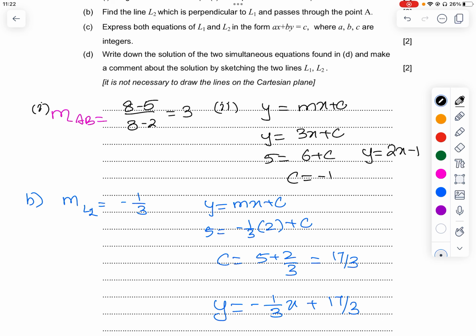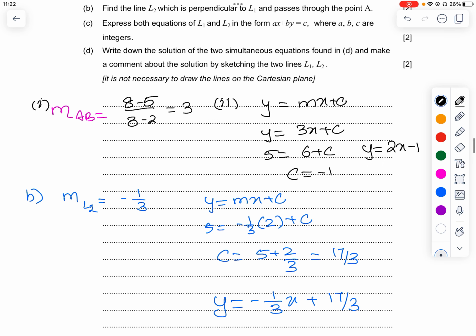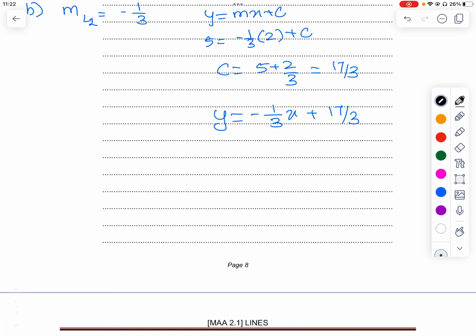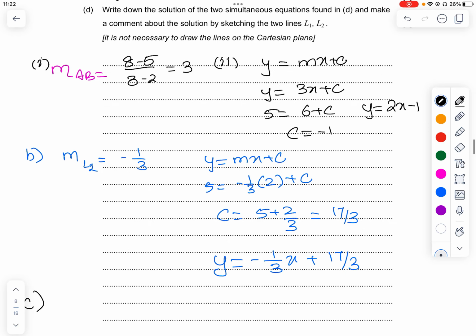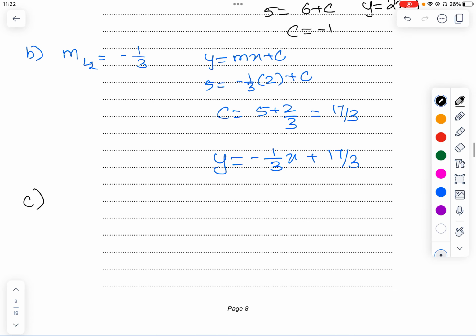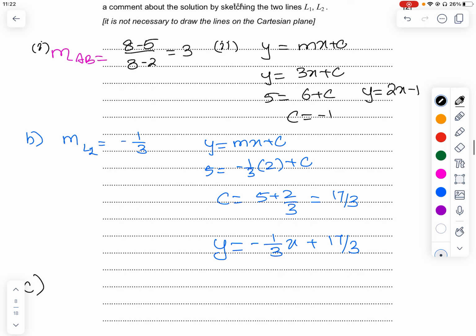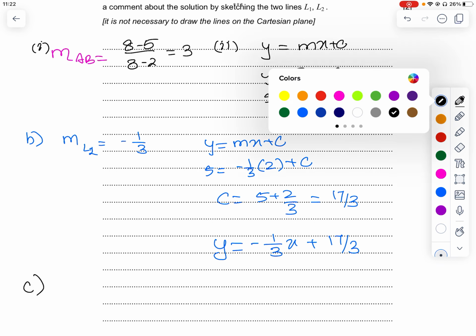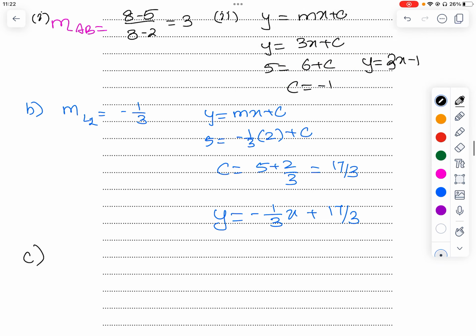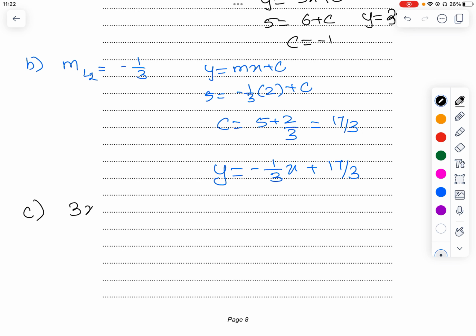Express both equations L1 and L2 in the form ax plus by equals c. So that is part C. The first equation, what was that first equation? y equals 3x minus 1. So what does that become? 3x minus y equals 1. Whereas the other one is, multiply this entire equation by 3. 3y equals negative x plus 17. So x plus 3y equals 17.